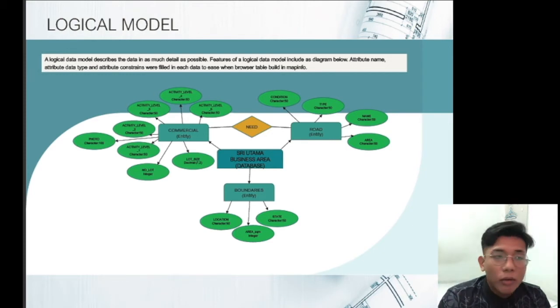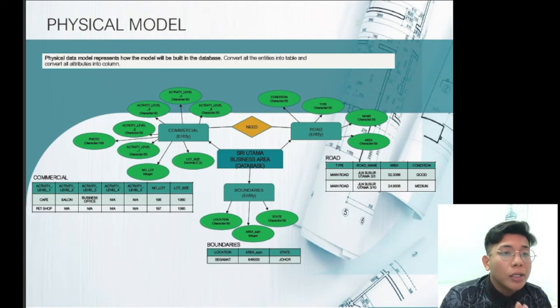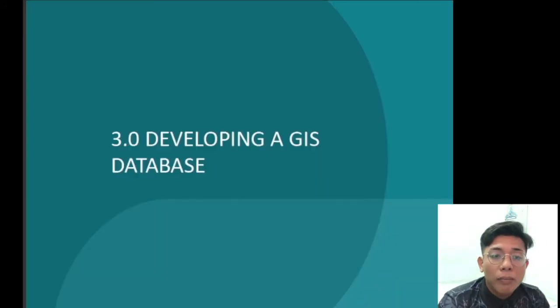The third is the physical model. The physical model represents how the model will be put in the database: convert all the entities into tables, and convert all attributes into columns.